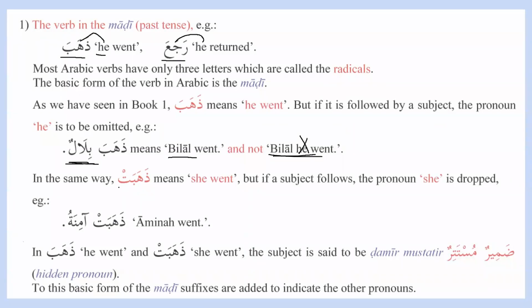And for the feminine, we use dhahabat. And if you want to say Amina went, we will say dhahabat Aminatu. She went. So in dhahaba, he went, and dhahabat, she went. The subject is said to be damirun mustatirun, meaning hidden pronoun. But the hidden pronoun is always there. But if we have the doer outside it, then it will become the doer, and then it is not hidden anymore, as we can see over here.